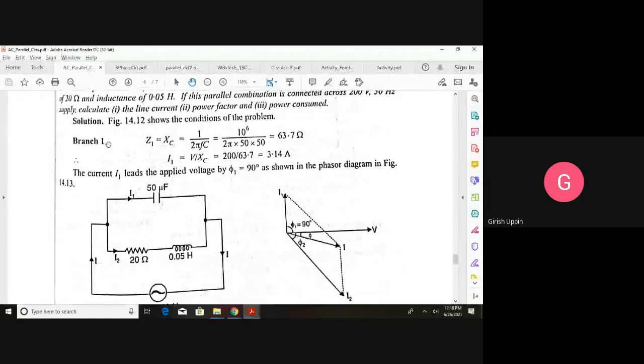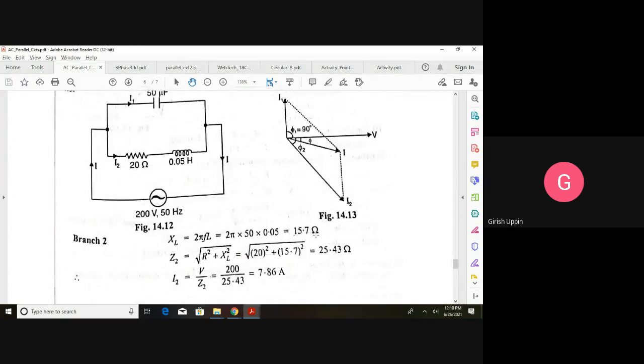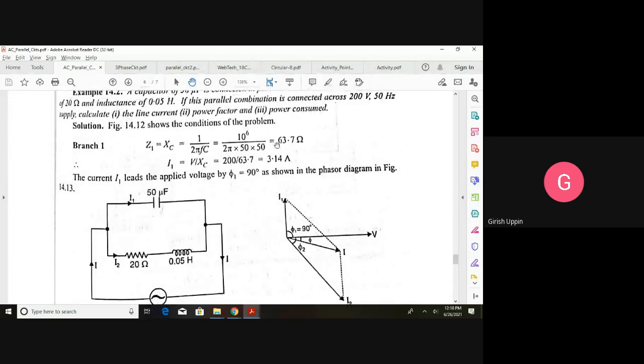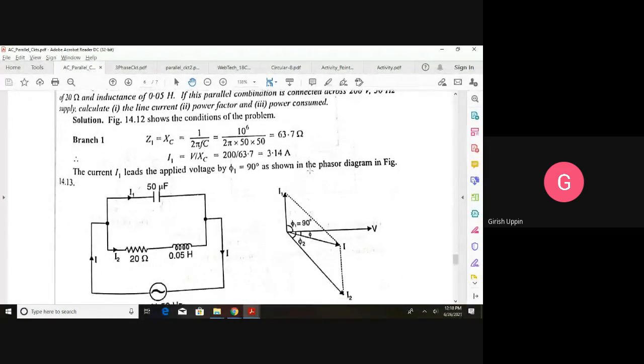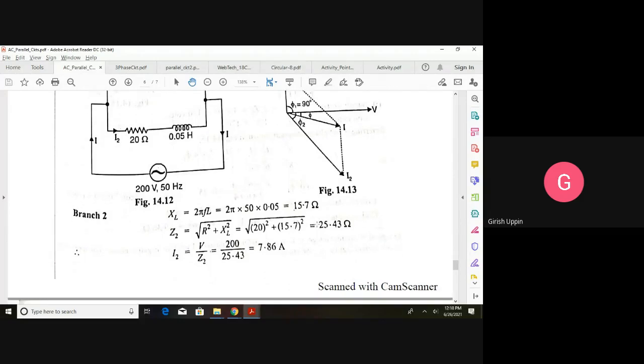Okay, it is calculated here. Branch 1, Z1, in rectangular or complex number form, is equal to minus J 63.7, and Z2 is equal to 20 plus J 15.7. That is how you represent it. So what you are going to write is 1 by ZT is equal to 1 divided by minus J 63.7 plus 1 divided by 20 plus J 15.7. So you do the calculation directly in the calculator, and you can write the ZT.